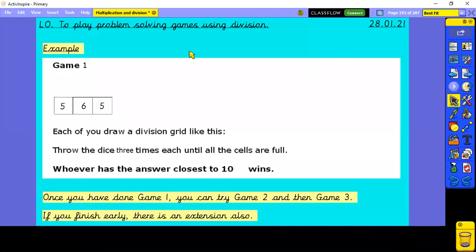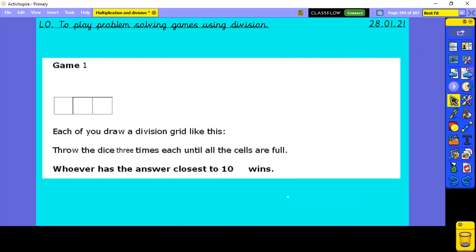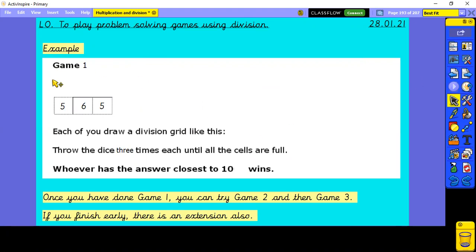Okay, so today's lesson has 3 games. So we've got game 1, which is 3 squares, 4 squares, and 5 squares. I'm going to show you an example of game 1, so you know what to do for the rest of the games. Each of you needs to draw a bus stop method, and for game 1 you need 1 square for your divisor and 2 for your dividend.